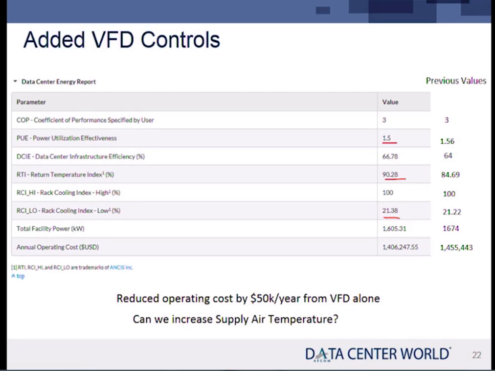So I went ahead and did a run. This is a 1 megawatt data center, and the PUE dropped from 1.56 to 1.5. The RTI went to 90.28 from 84. It got better.